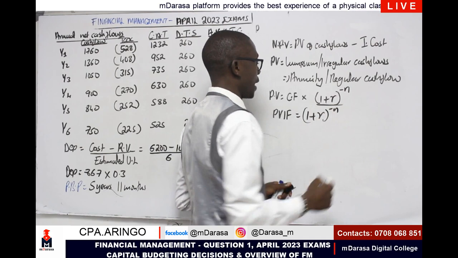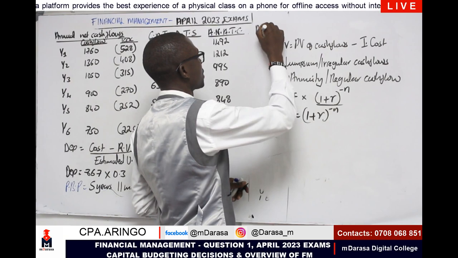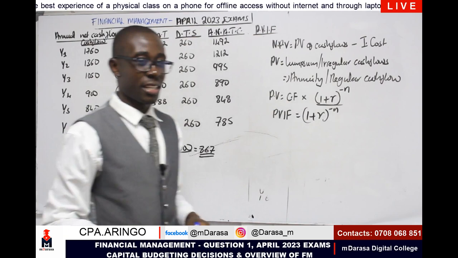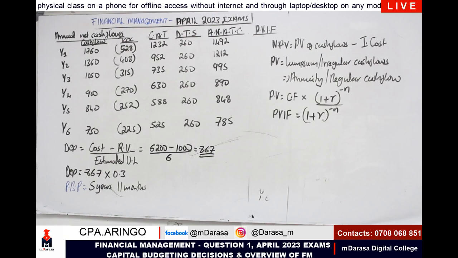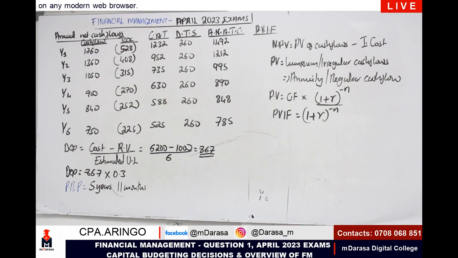So I'm going to have my present value interest factor. What is our discounting rate that we're given in this question? Look at note number 4. In note 4, the corporate rate of tax is 30%, and the cost of capital is 10%, right? So basically, I'd be having 10% here.